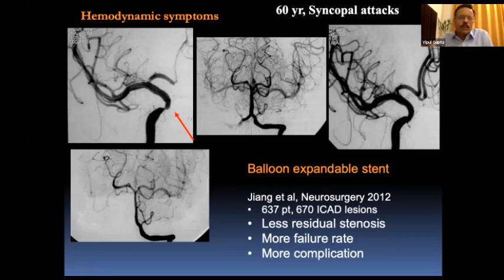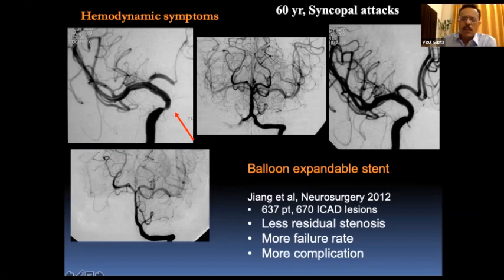This is the first case of ICAD I had done when I was in All India Institute more than 20 years back. This patient had recurrent symptoms, severe intracranial stenosis bilaterally, and a lot of collaterals from PCOM, but still she had recurrent hemodynamic symptoms. And we placed a balloon mounted stent in that era. We didn't have self-expanding stent. And you can see straight away the collateral disappeared and she stabilized.